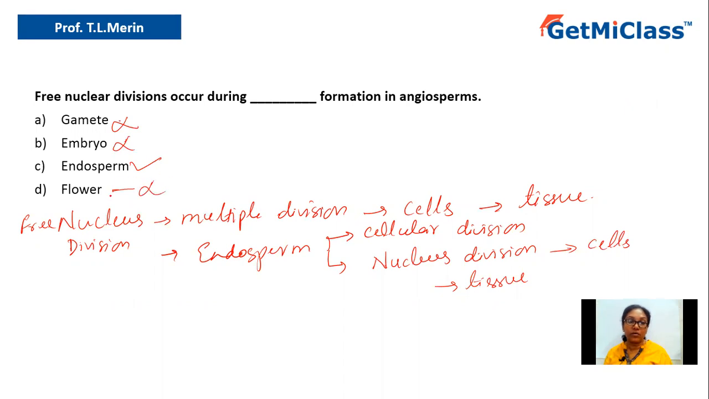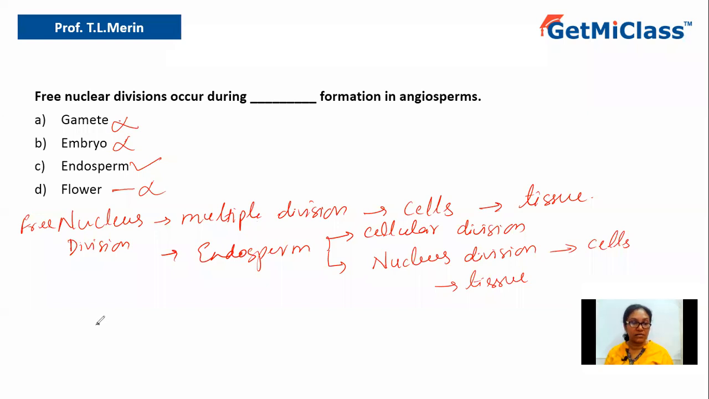So except for endosperm formation in the flower, the rest is all like that. In the sense, we know that endosperm forms within the embryo sac, within the ovule, within the ovary, within the flower, right? Yes, the carpel of the flower. So we can't consider the entire flower to be undergoing free nuclear division. That is why it is ruled out. So the correct option is option C, that is endosperm.